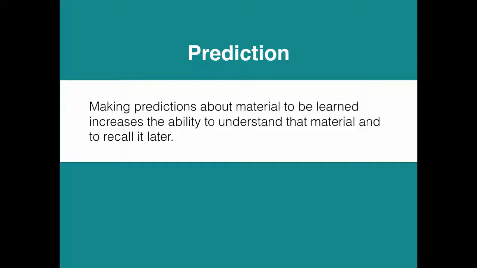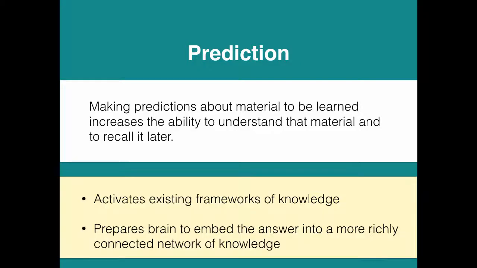If you are like me, then your first thought was probably, well, this happens because you are capturing students' attention when you ask them to make a prediction, and so they learn better because they are more attentive. While you definitely have this going for you, capturing students' attention isn't what makes prediction work so well. What asking students to make a prediction does is that it activates students' existing frameworks of knowledge. Whatever students already know about the topic to be learned will become activated. This activation actually prepares the brain to embed the answer, the new information, into a more richly connected network of knowledge. It's really like providing little neural hooks for the new information to cling to.